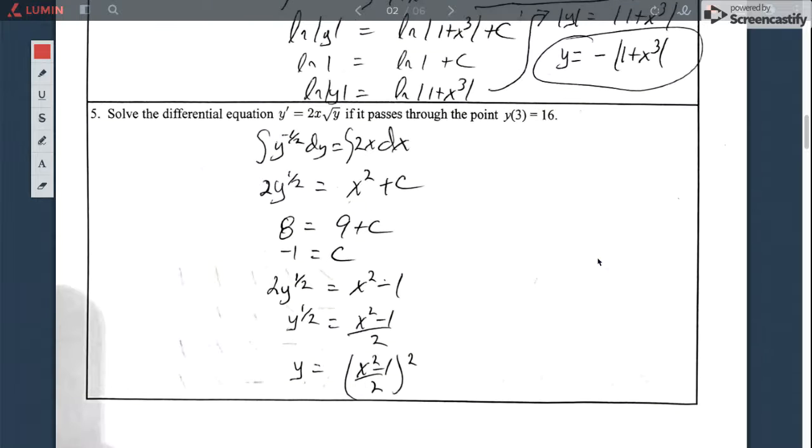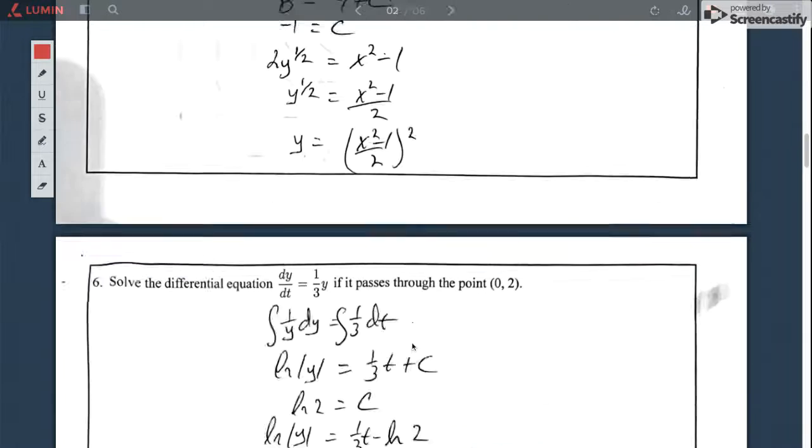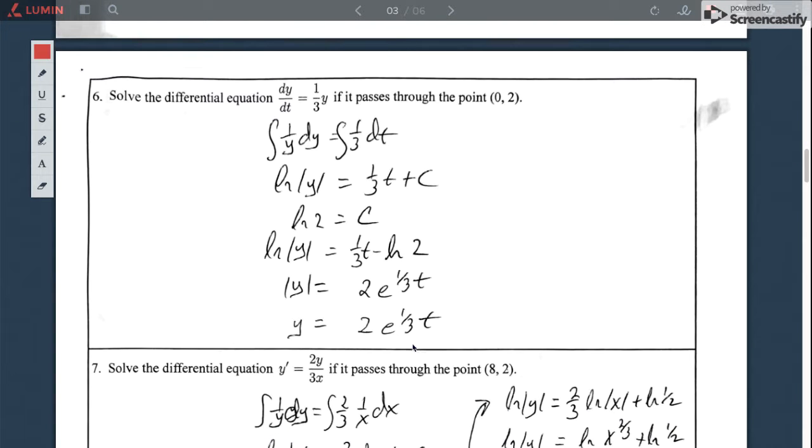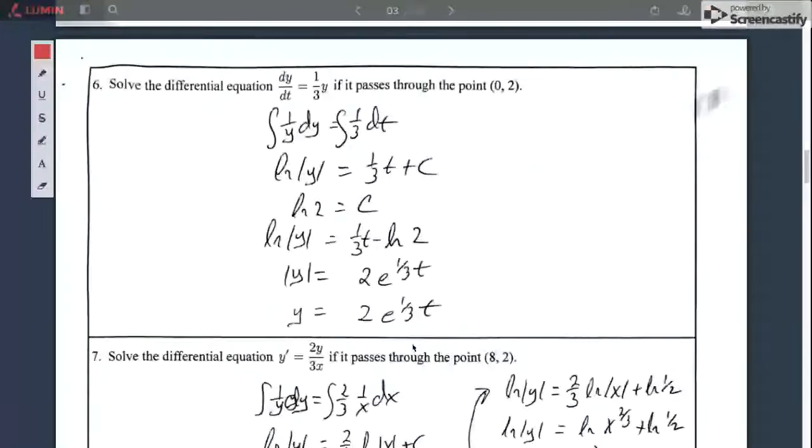All right, next one, separate. And we did this one in class as well. Next one, we did not do this one in class.